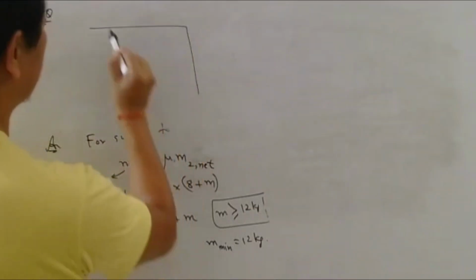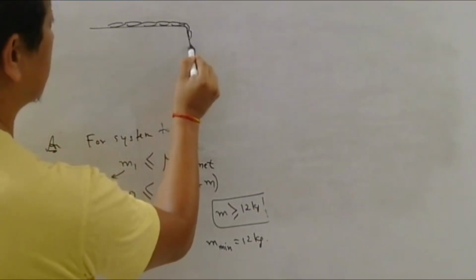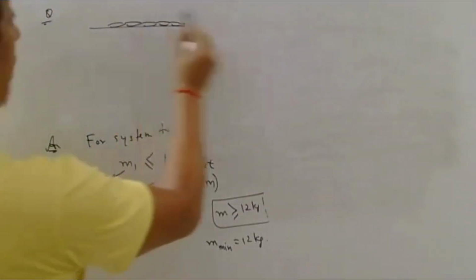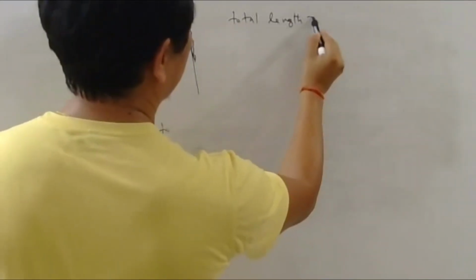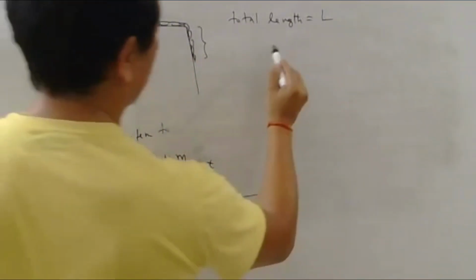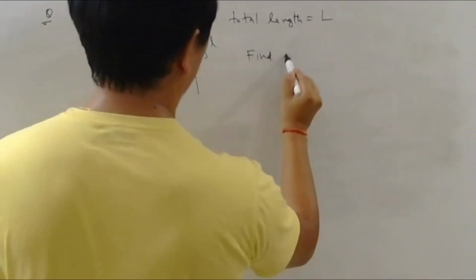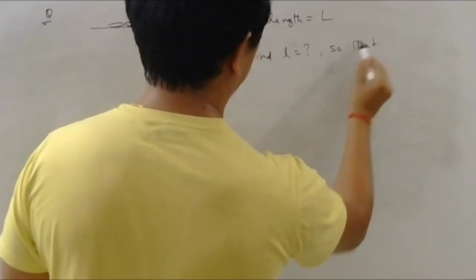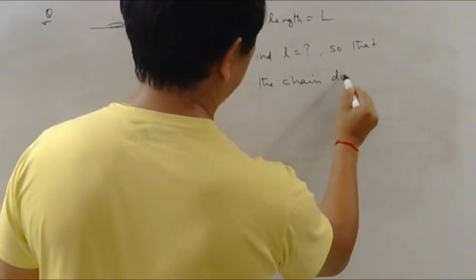Similar only. Fast let us do. So here is a chain like this. Total length of the chain is L. This much length which is hanging is small l. So you have to find small l so that the chain does not slip.